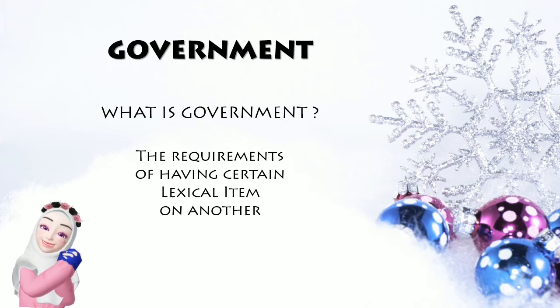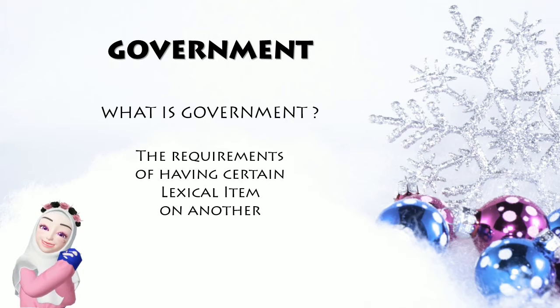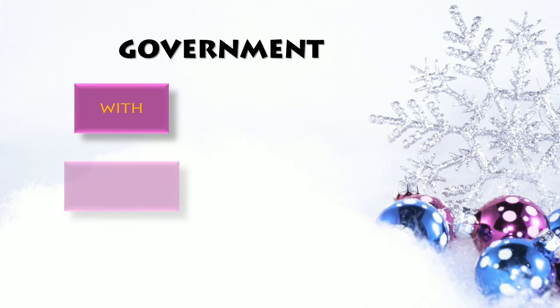Government. What is government? Government is the requirement of having a certain lexical item on another, or the use of one word triggers a property on another word. Okay, let's move on to some examples.